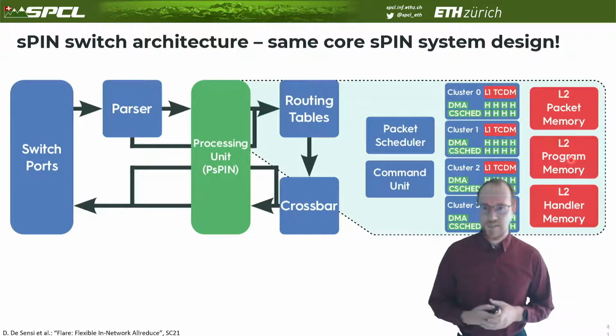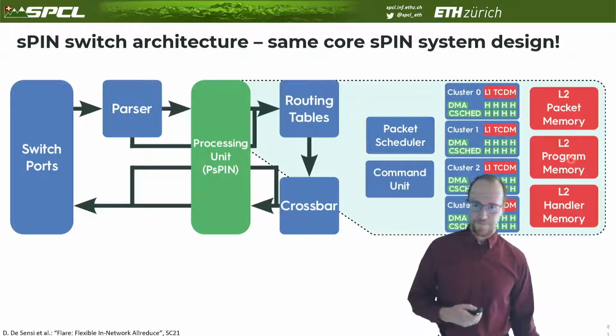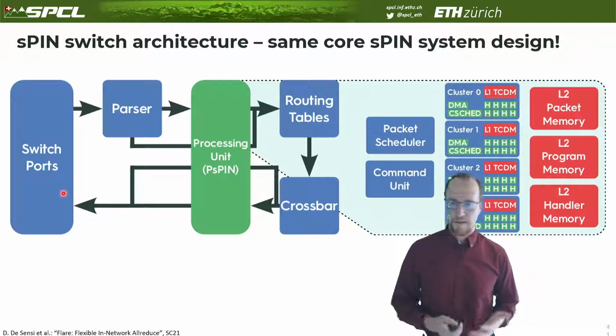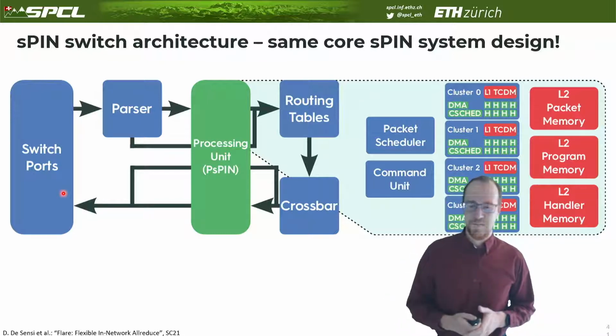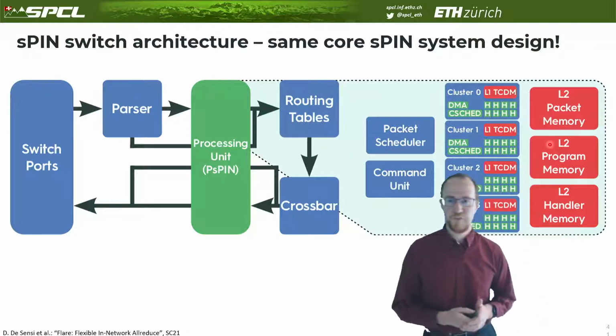The implementation itself is very much the same as I discussed earlier. We have now just integrated it into a switch. So we have many switch ports, and of course a parser in the switch. We have our PsPIN processing unit in the data path of the switch now. After the processing, we go through routing tables and a switch crossbar, and then we leave the switch again. There is no host in the switch, of course, and no main memory. But we leave the switch again through the output ports. We have the same architecture: packet scheduler, command unit, cluster scheduler, DMA units, and these various types of memories as we had before.